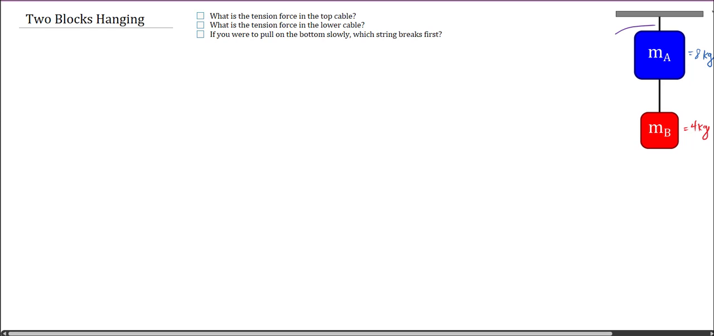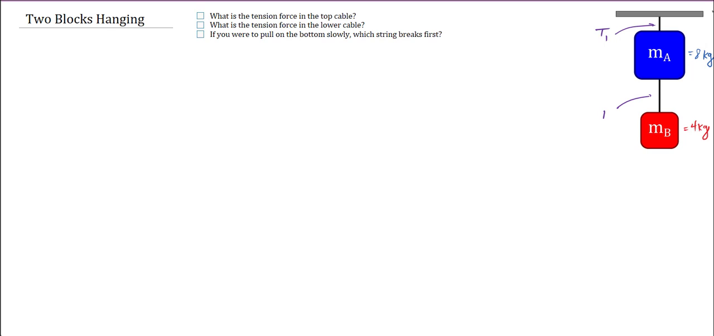So I just want to name a couple things really quick. Let's call this T1, and we'll call this cable down here T2. And because we have two objects in this situation, we're going to have to draw two free body diagrams and write two sets of equations, and we should be able to figure this out. So first, let's draw free body diagrams.